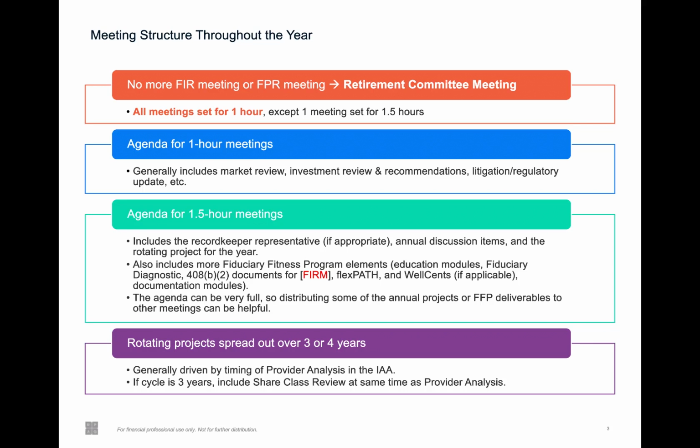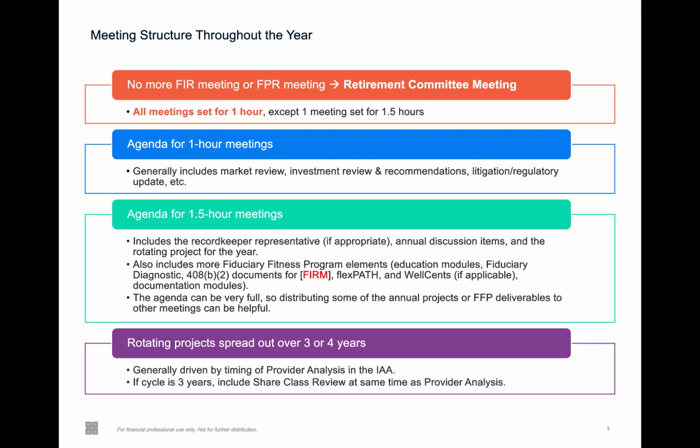So it's kind of what used to be that fiduciary plan review, if you ever used that structure. Then down at the bottom, we've got the rotating projects. I mentioned those get spread out over 3 or 4 years. The way that we make that determination here is depending on what's in the investment advisory agreement.